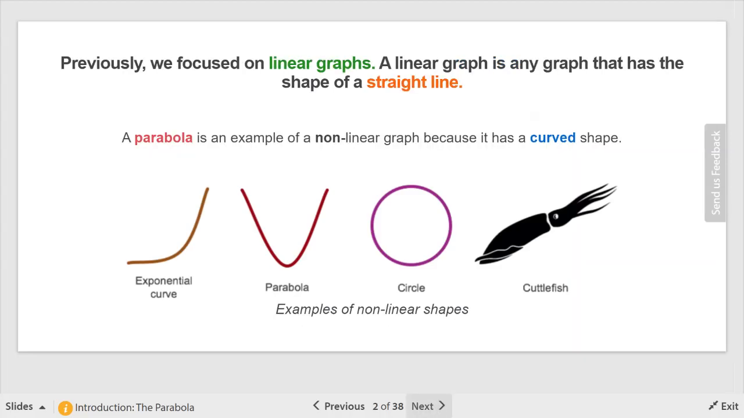Previously, we focused on linear graphs, and a linear graph is any graph that has the shape of a straight line. A parabola is an example of a non-linear graph because it has a curved shape. So we have our exponential curve, which goes like this. And we have our parabola, which is your curve shape, and that's what we're going to be doing today. And you have your circle, and you have a cuttlefish. Okay, so we don't really have to worry about the cuttlefish.